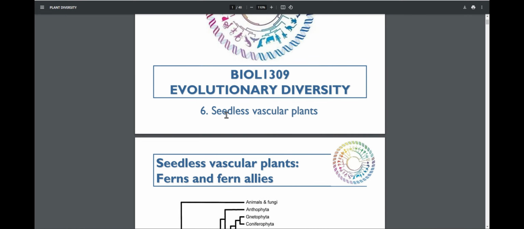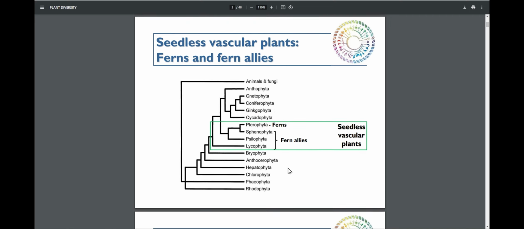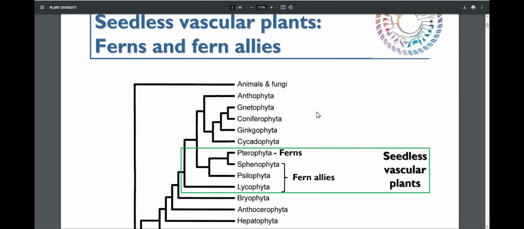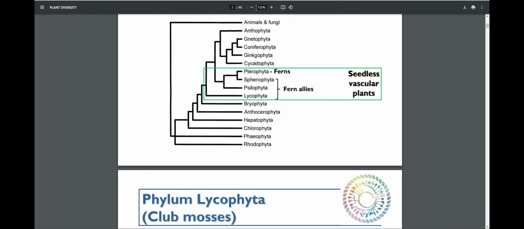We haven't reached the seeded plants or the flowering plants yet, but we are going to talk about some very special plants. Ones that are quite cute and funny, and stegosauruses love to eat them, I think. They're ferns and their friends. Ferns and fern allies make up the seedless vascular plants.